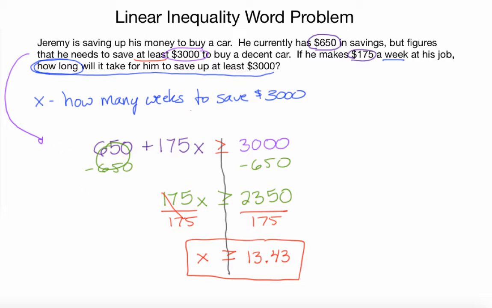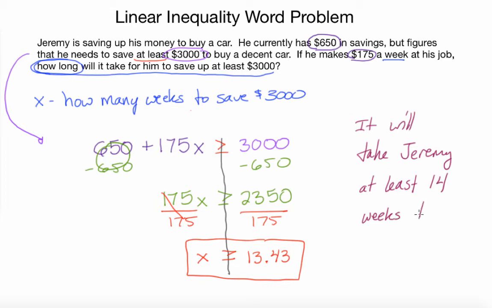So the answer I'm going to be looking for is it will take Jeremy at least 14 weeks to save $3,000. I hope that 14 makes sense because you can't have a fraction. You can't have a decimal of a pay period, a decimal of a week. Every week, boom, $175. So we have to round it up to 14.